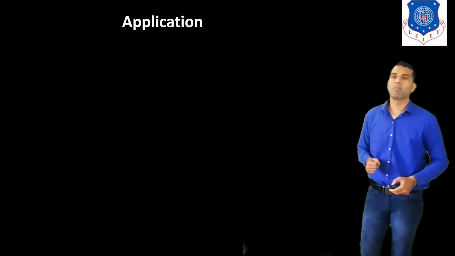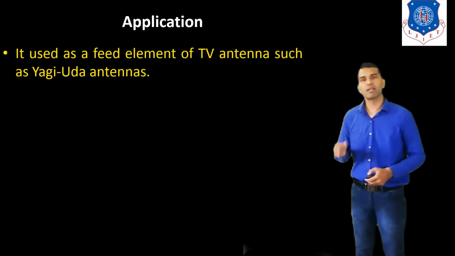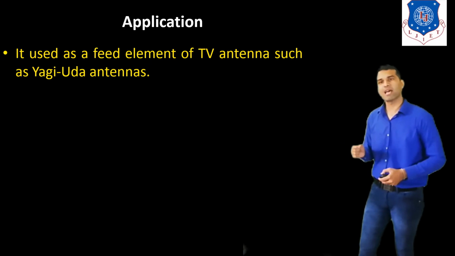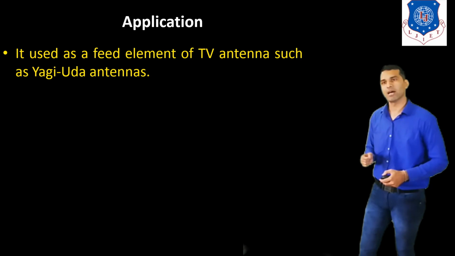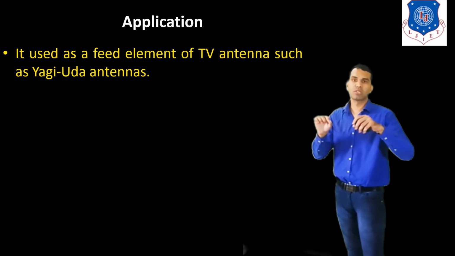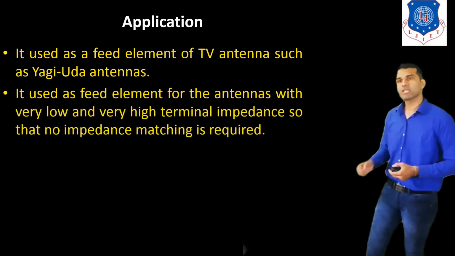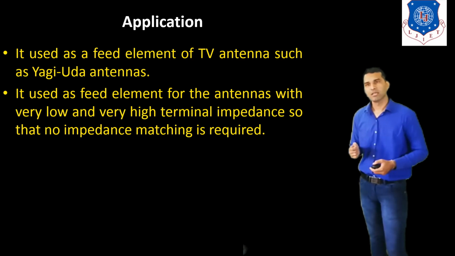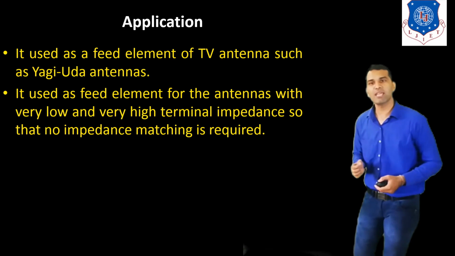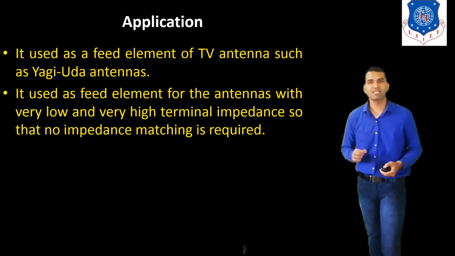Now we discuss the applications of this folded dipole antenna. The first and foremost important application is that it is used as a feed element of the TV antenna. That means, as we have seen in the Yagi-Uda antenna, we use the folded dipole antenna as the driven element. The second application is that it is used as a feed element for antennas with very low or very high terminal impedance, so that no impedance matching is required.